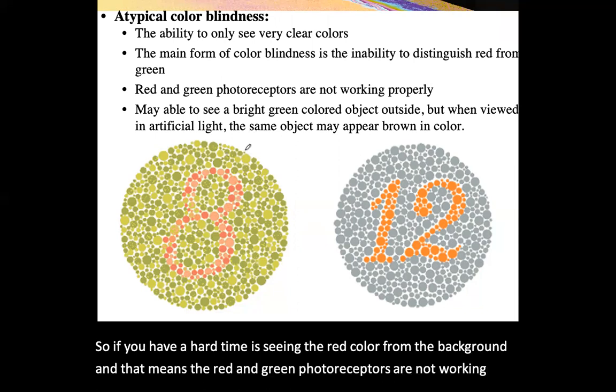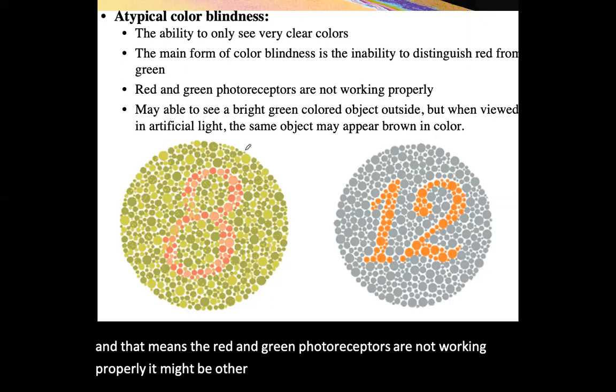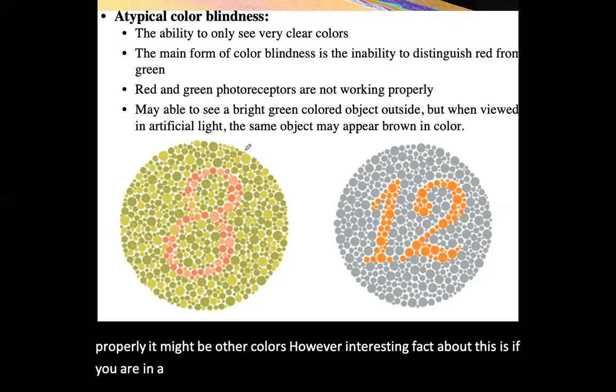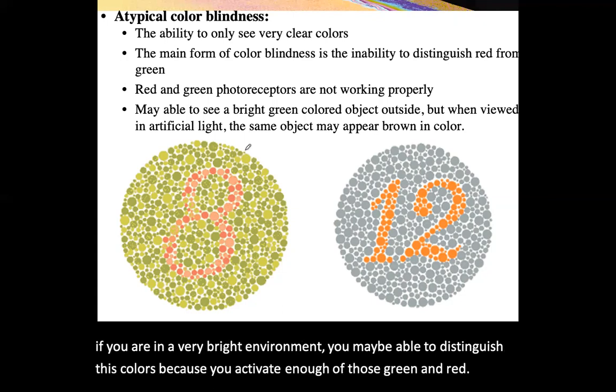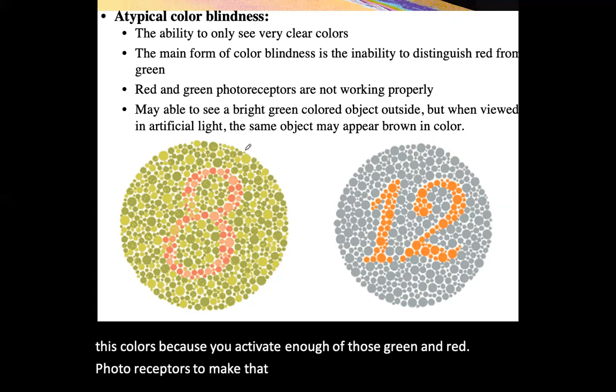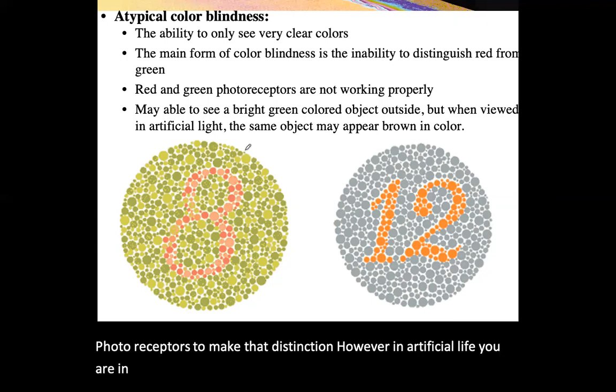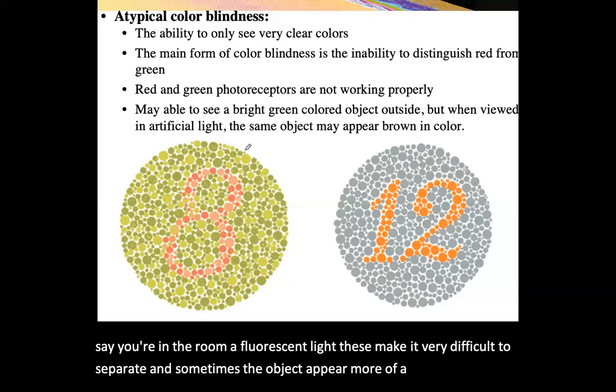It might be other colors. However, an interesting fact about this is if you are in a very bright environment, you may be able to distinguish these colors because you activate enough of those green and red photoreceptors to make that distinction. However, in artificial light, like say you're in a room with a fluorescent light, these make it very difficult to separate. And sometimes the objects appear more of a brown color than the green and red we expect to see.